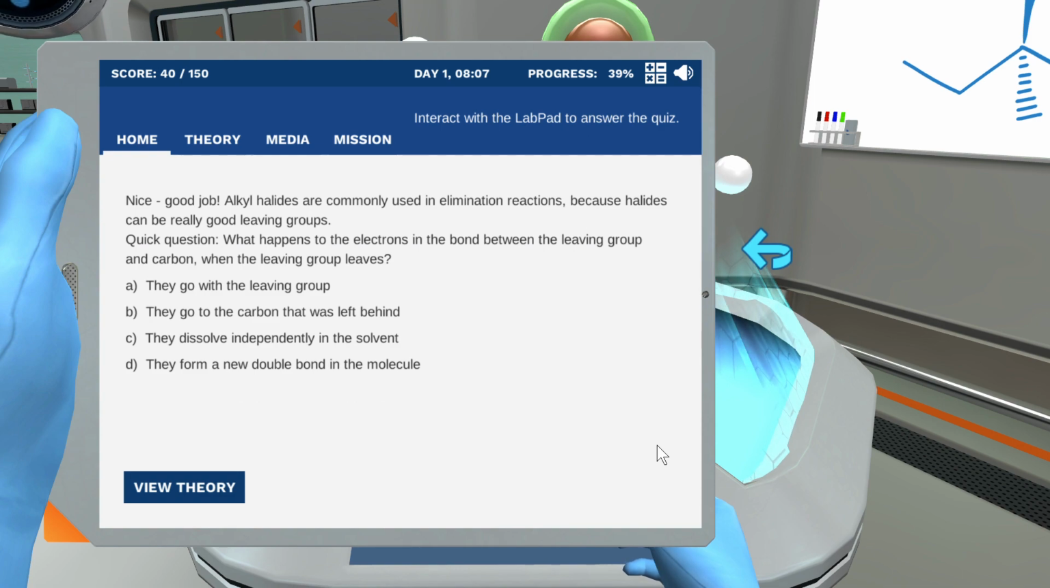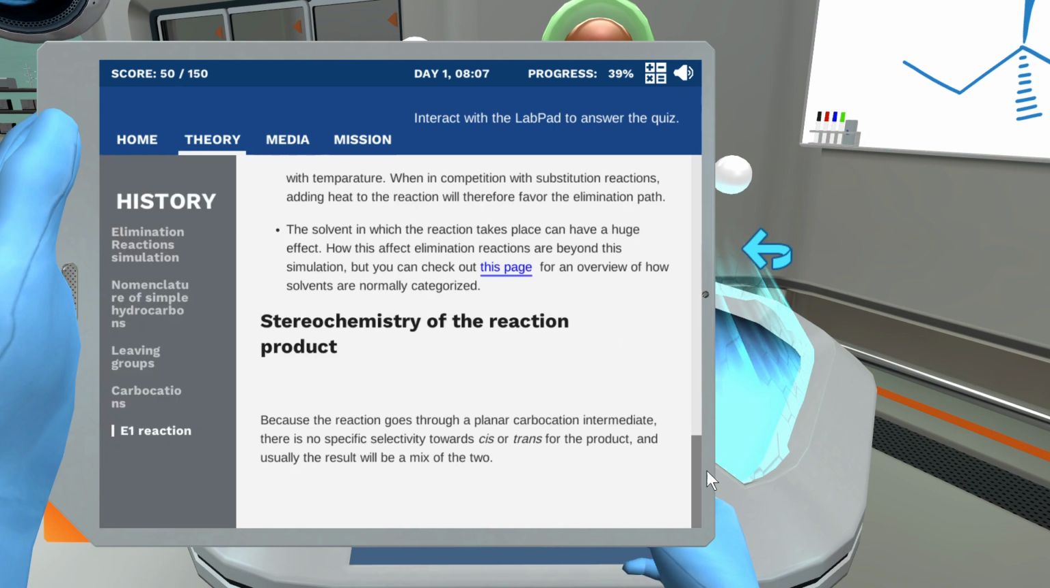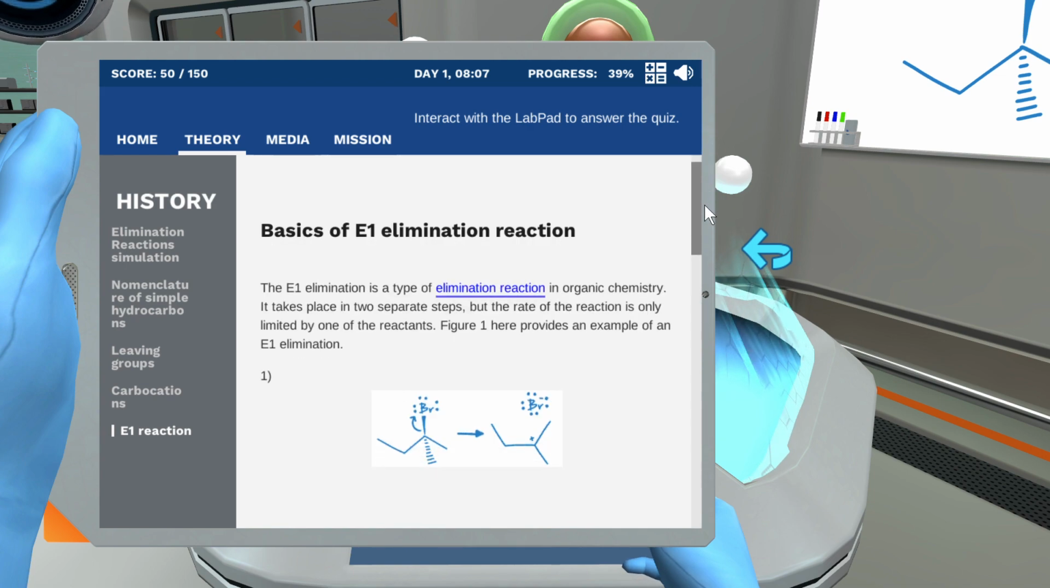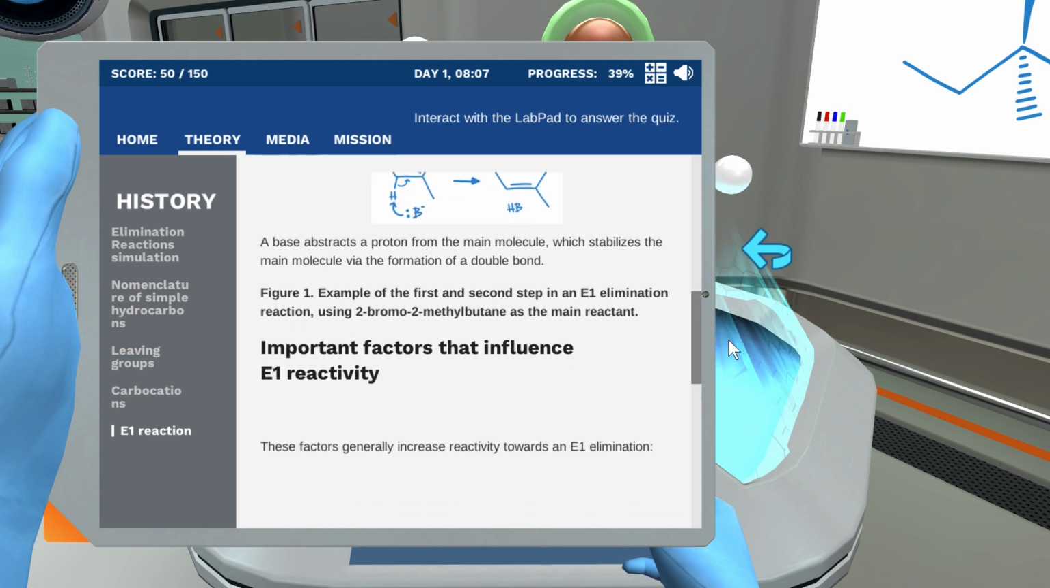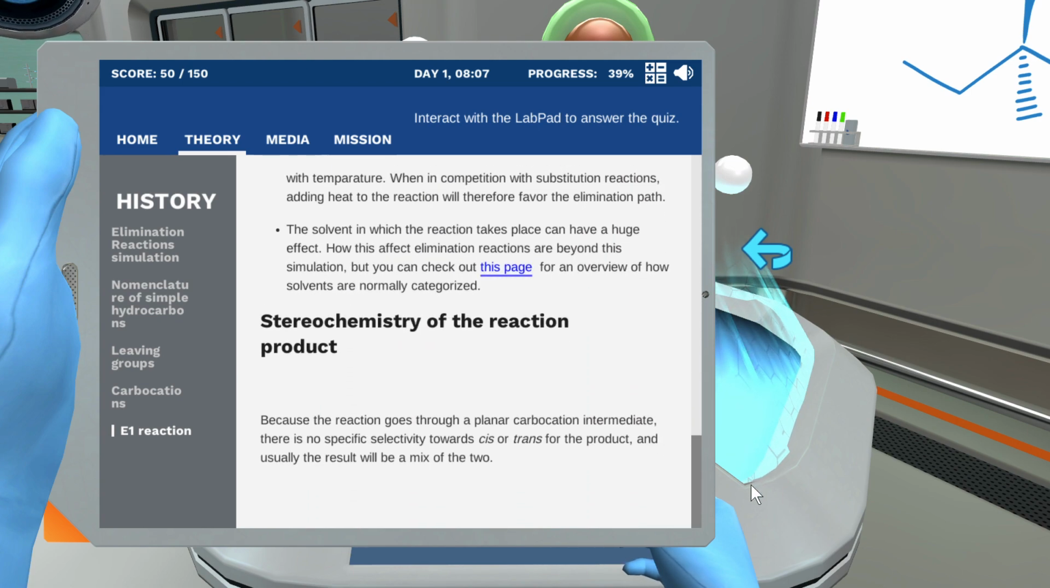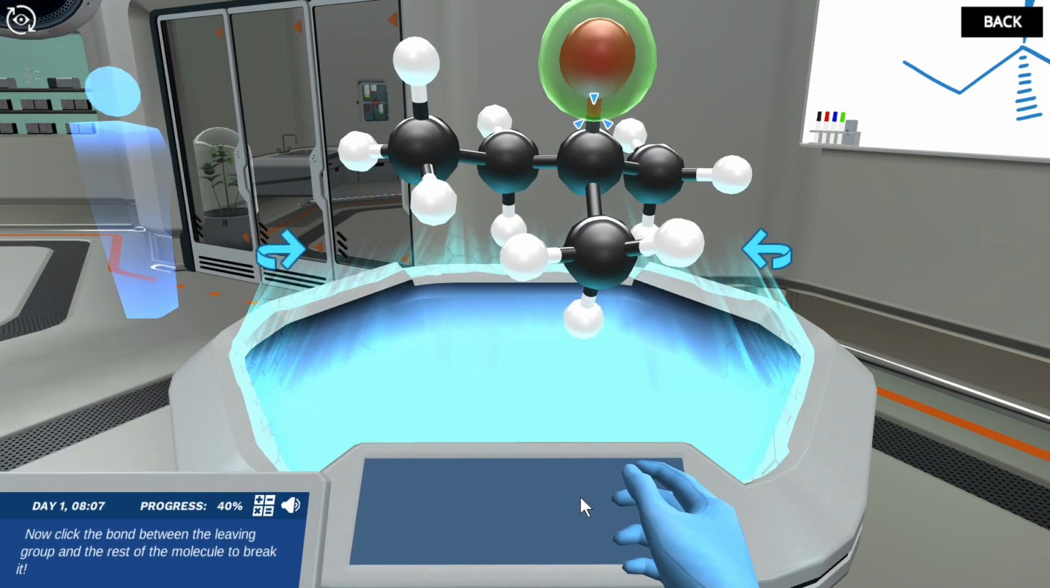Alkyl halides are commonly used in elimination reactions, because halides can be really good leaving groups. Quick question. What happens to the electrons in the bond between the leaving group and carbon, when the leaving group leaves? That's right. The electrons go with the leaving group, which in many cases means that it will carry a negative charge. Try and think of an example where this will not be the case. Now click the bond between the leaving group and the rest of the molecule to break it.